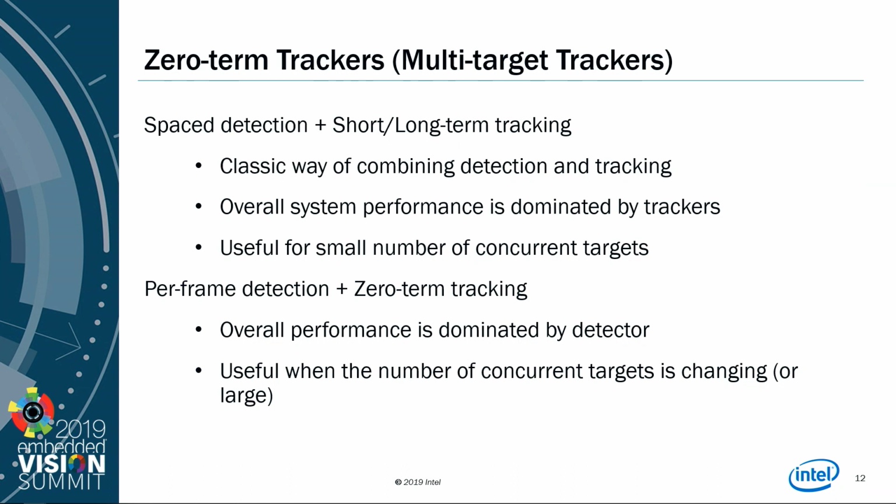And the second approach is to use the per frame detection with the tracking. Obviously, its overall performance is dominated by the detections, and it's quite useful when the number of concurrent targets is changing or large.